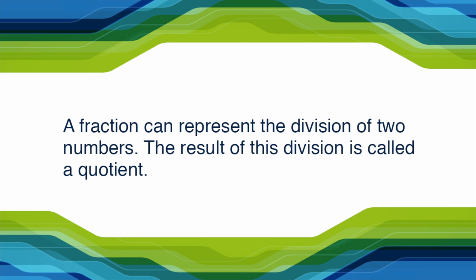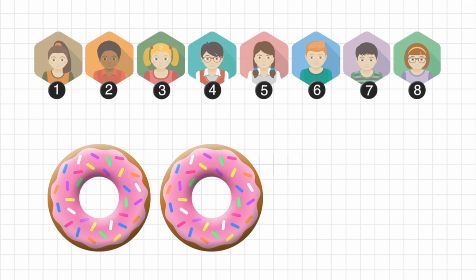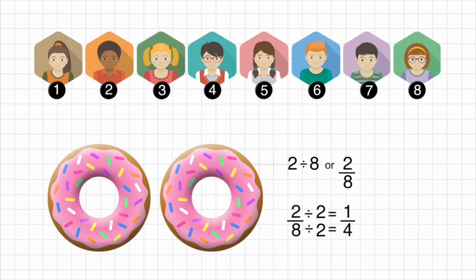The result of this division is called a quotient. If there were 2 donuts and 8 people were equally sharing the donuts, each person would receive 2 divided by 8, or 2/8 of a donut. This example shows how fractions can be simplified, since dividing both numbers by 2 gives 1/4. That is, each person gets a quarter of a donut.